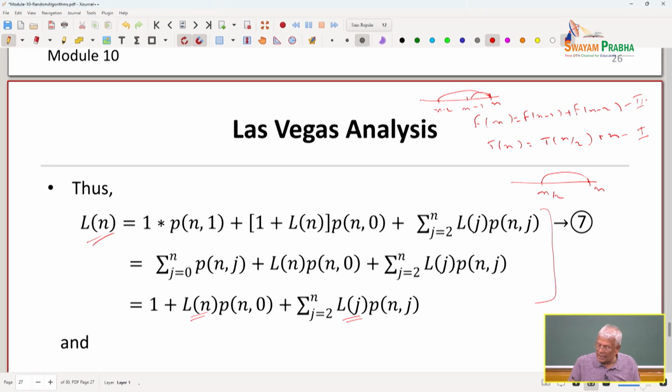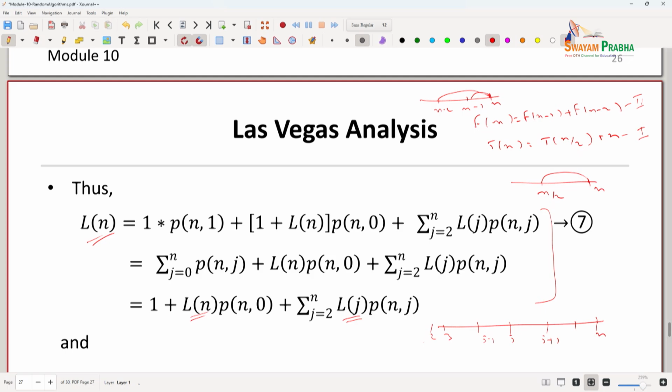In here, L_n depends on L_n minus 1, L_n minus 2, all the way up to L_2. So 2, 3, j plus 1, j minus 1, L depends on all the things. So that means L depends on the entire past. So this is called complete history equation. Complete history recurrence. First order recurrence, second order recurrence, complete history recurrence. Therefore, L is defined in terms of itself recursively, and L depends on all the values of the past.